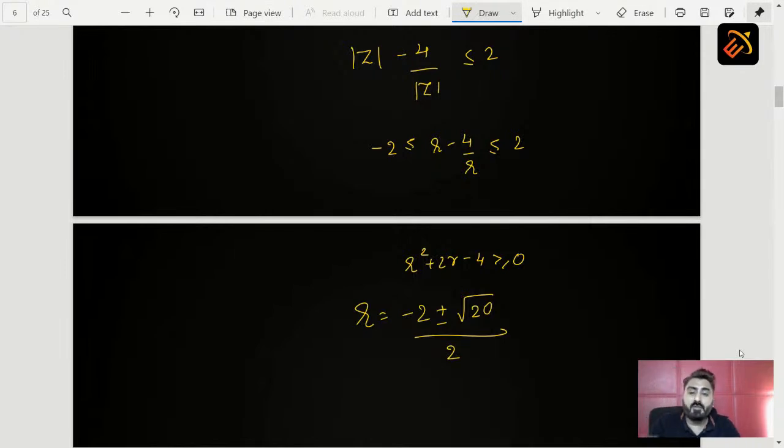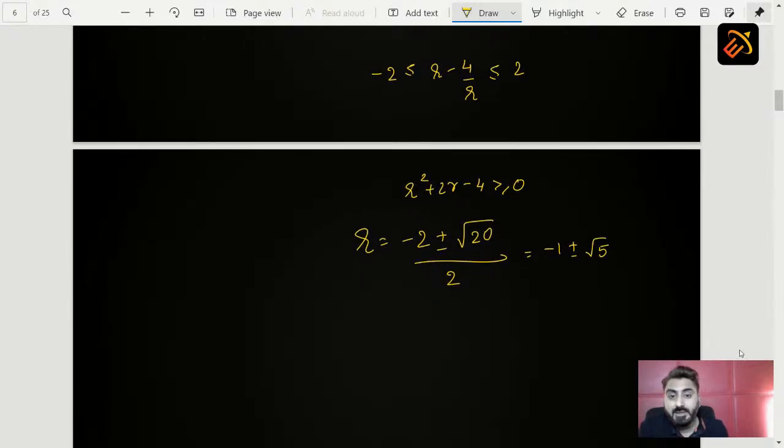Yes students, यहाँ पे when you compare with your standard quadratic equation, a is equal to 1, b is equal to 2 और c is equal to −4 है। so वहाँ पे हम जब सॉल्व करते हैं हमें r की दो वैल्यू मिलेगी, −1 ± √5. So from this we can clearly say that r is greater than equal to √5 − 1, and we can also say that r is less than −1 − √5.